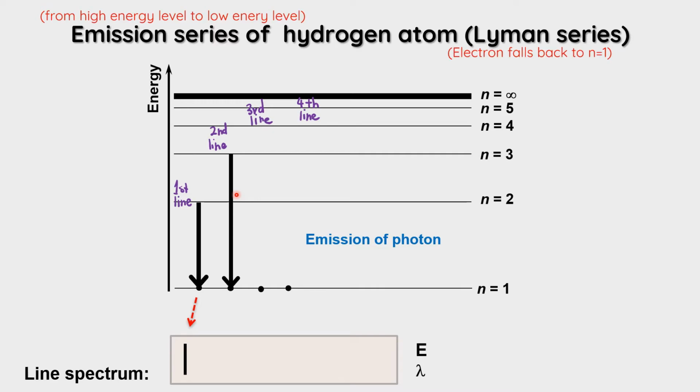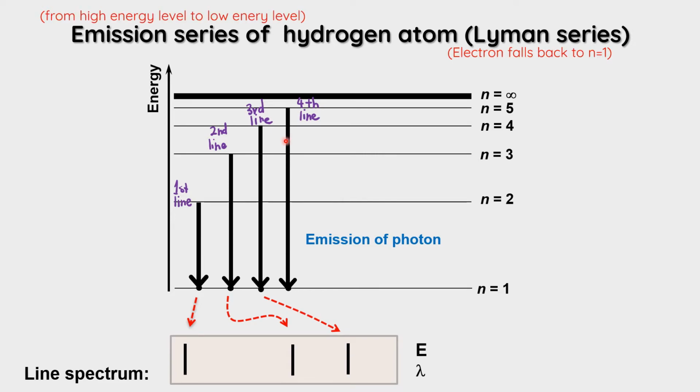The second line in this Lyman series is the electronic transition from N3 to N1. So this transition will release certain amount of energy and will be recorded in the line spectrum as this single line. The third line is from N4 to N1 and will be recorded in line spectrum as this line. And the fourth line is from N5 to N1, will be recorded in the line spectrum as this line.